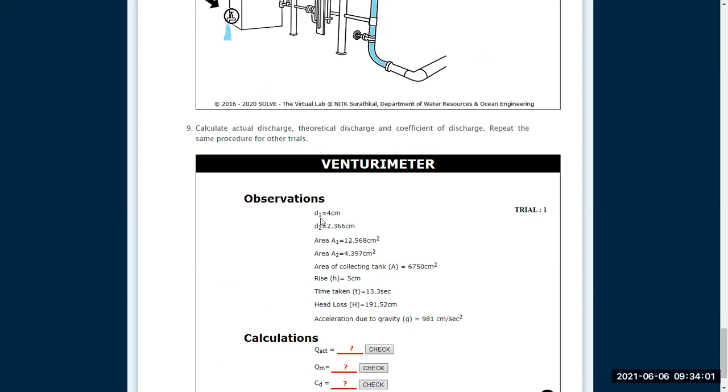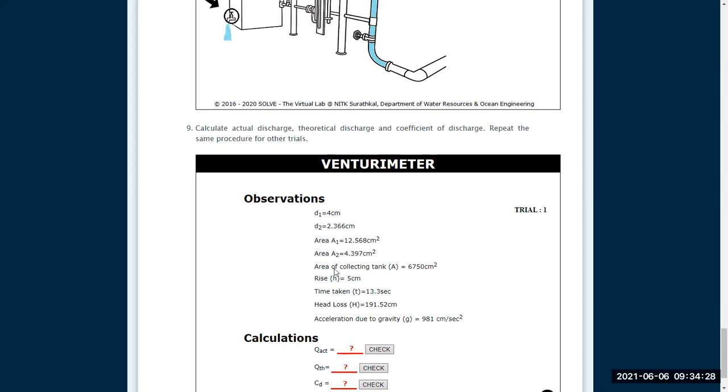First you're going to record the diameter at the inlet, that is D1, 4 centimeter, or whatever diameter you're going to get, and D2, 2.366 centimeter. From this D1 and D2 you have to calculate A1 and A2, that is pi D1 square by 4 and pi D2 square by 4. So you'll get A1 and A2.